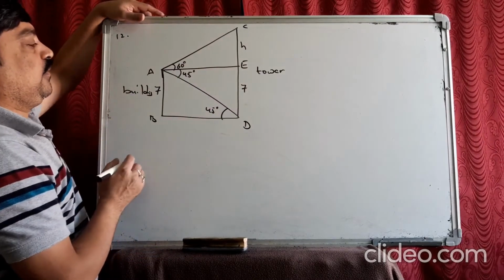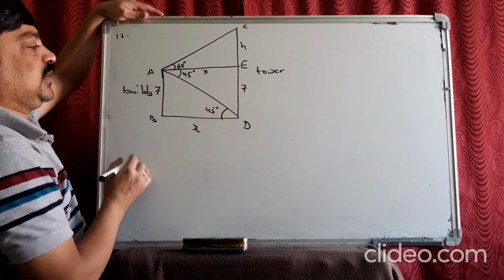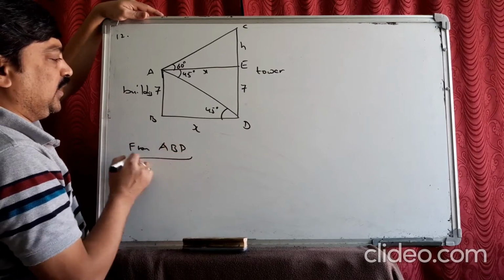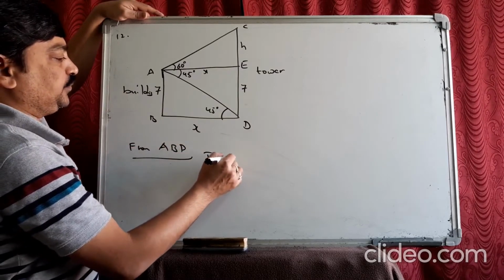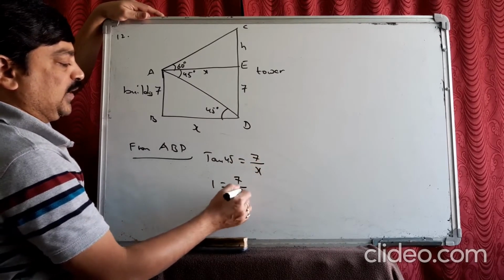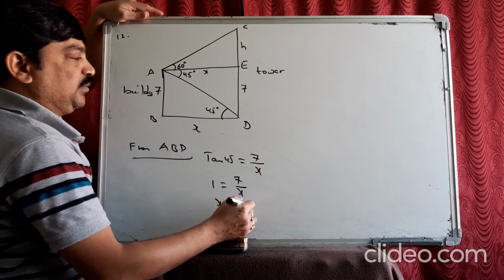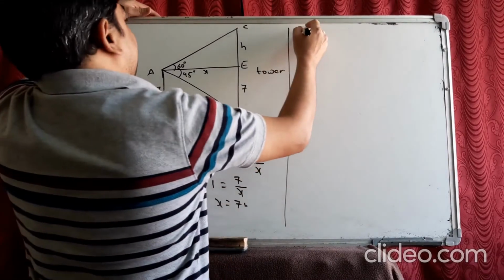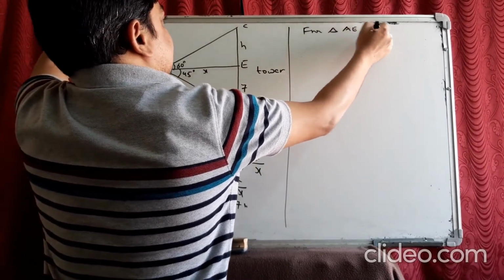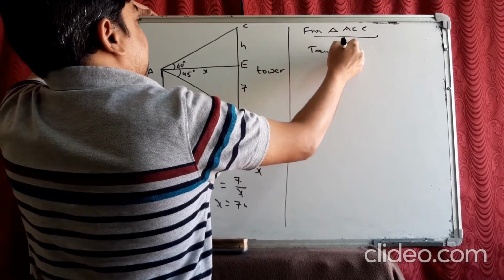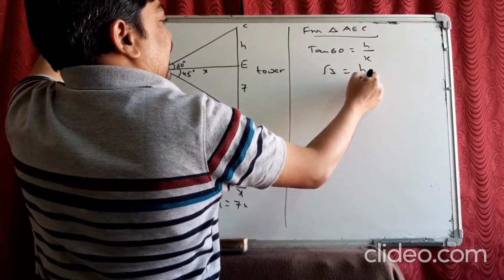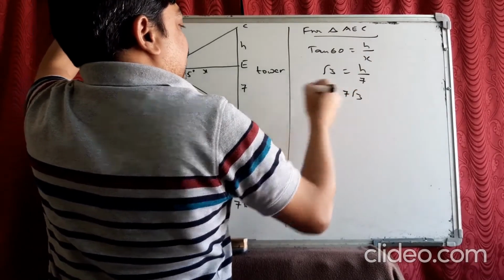Let us find. First of all, let us take this as X and X. I take the small triangle, triangle ABD. If I take tan 45, it is 7 by x, opposite side by adjacent. 1 equal to 7 by x, x equal to 7 meters. Now, I take the big triangle, upper triangle, from triangle AEC, tan 60 equal to h by x, root 3 equal to h by 7, h is 7 root 3.